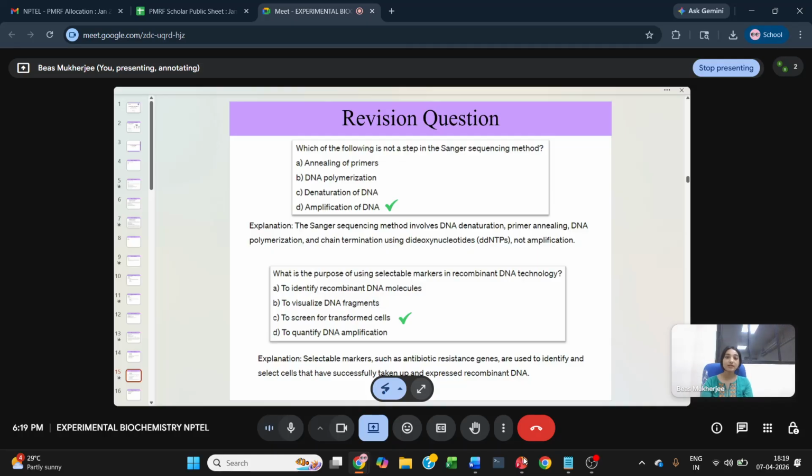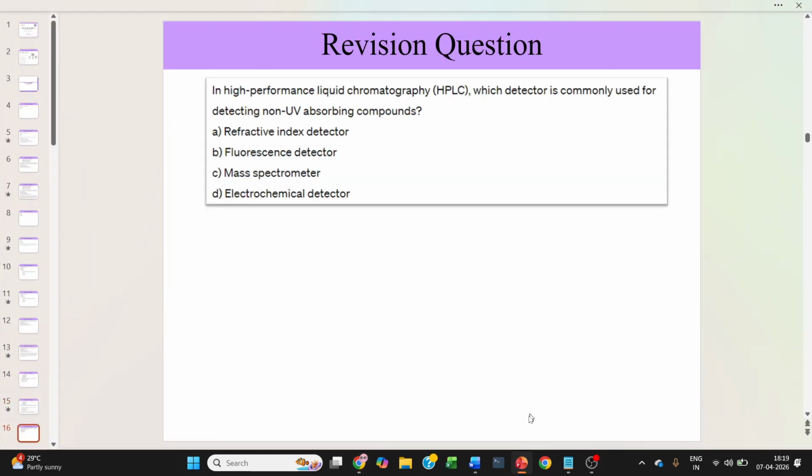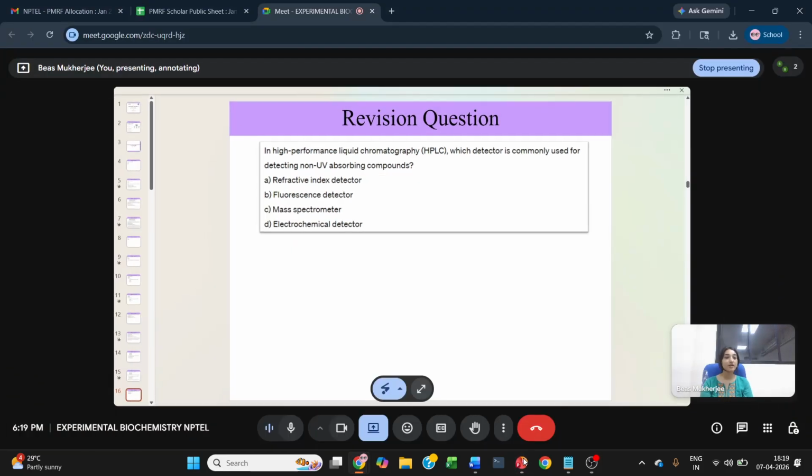Okay. The next one is, selectable markers such as antibiotic resistance genes are used to identify and select cells that have successfully taken up and expressed recombinant DNA. Right? The one that we were talking about. Okay. Now we have another question.